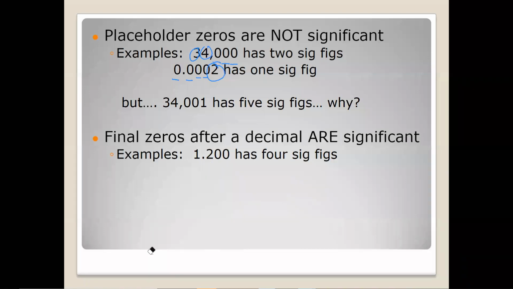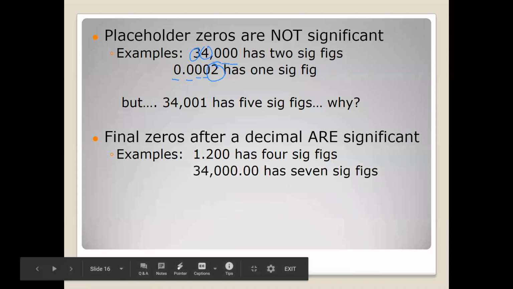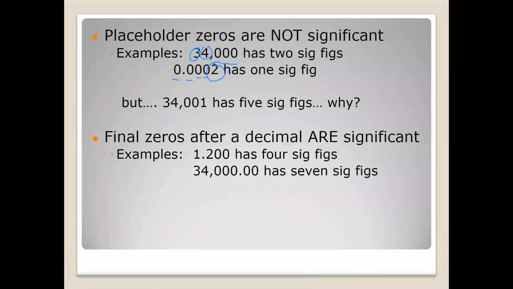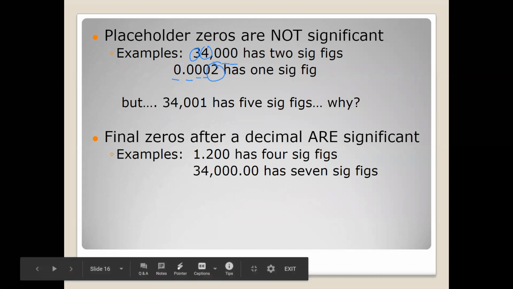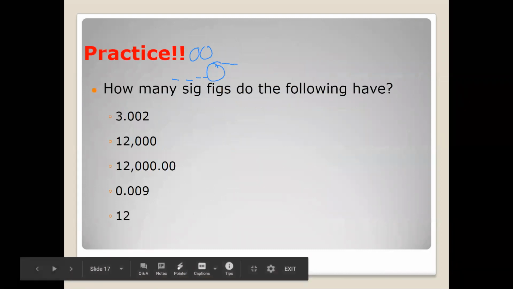Okay? So this one is going to have 7 significant figures because it's 1, 2, 3, 4, 5, 6, 7, because you have those final zeros after a decimal point.